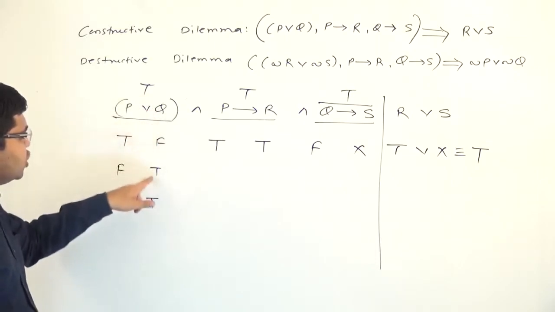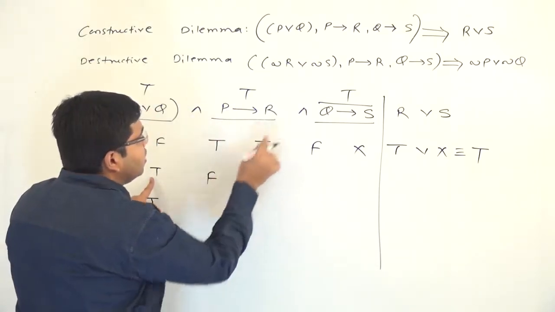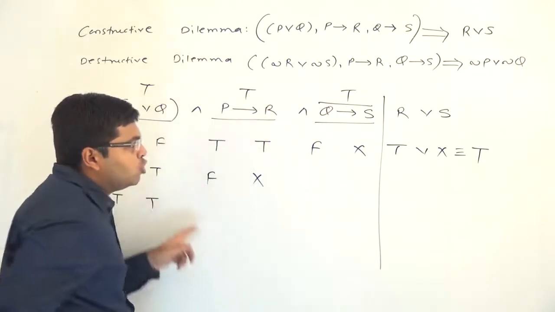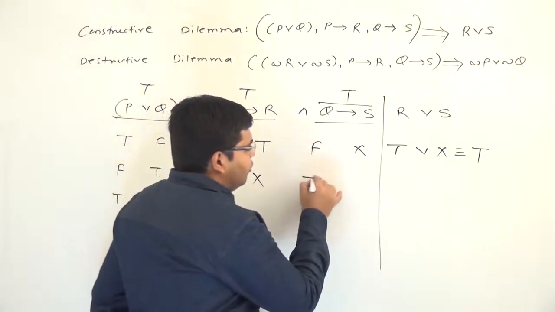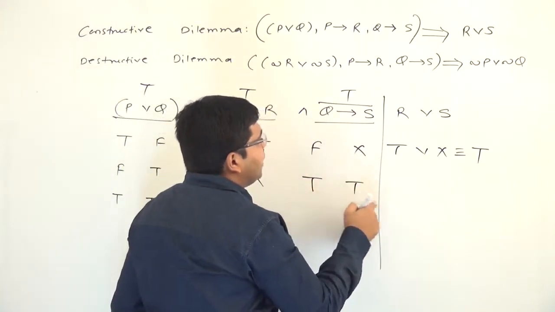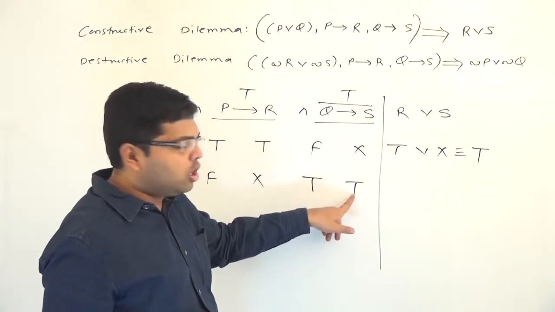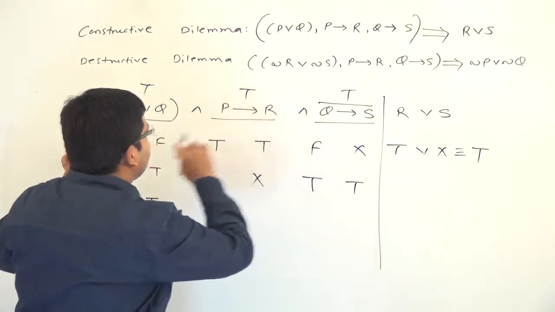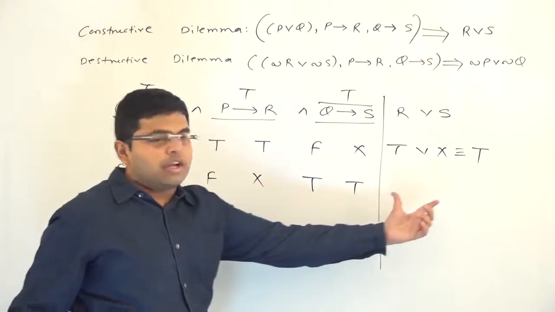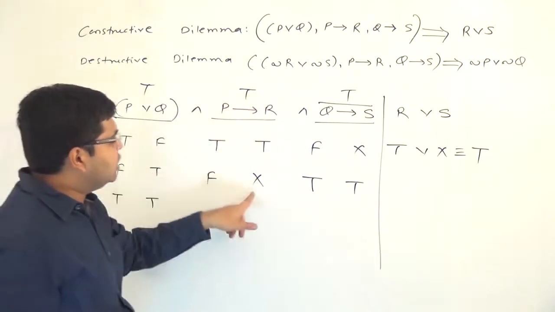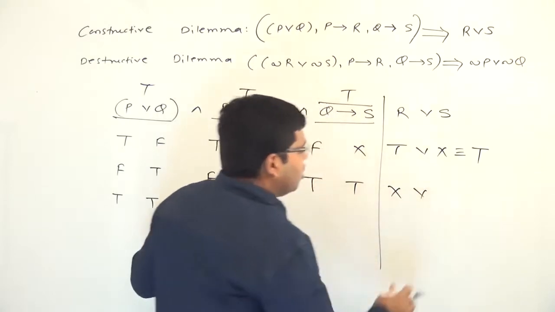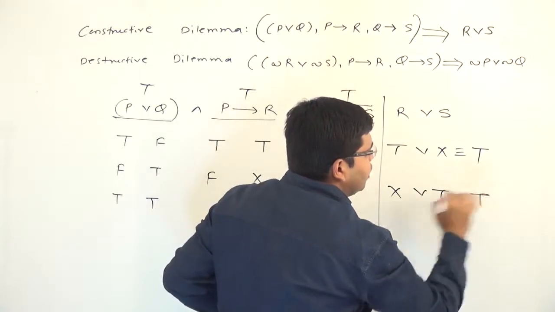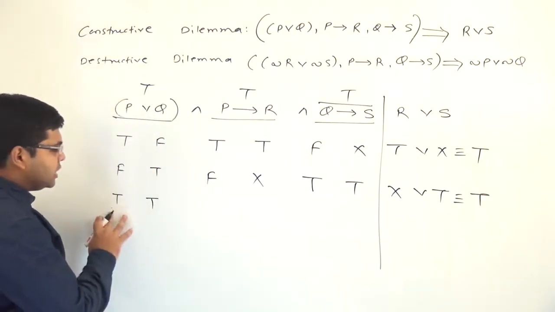So let us consider this case. P is false, Q is true. Now when P is false, R can be anything, because false implies false is true, false implies true is also true. But Q is true, and when Q is true, S has to be true, because true implies true becomes true. If you take S false, true implies false will become false. So with this combination, the entire left hand side will become true, true and true and true. So let us see what is the value of the right hand side. The right hand side is R, which is X, or S, which is true. Now X or true will again come out to be true.